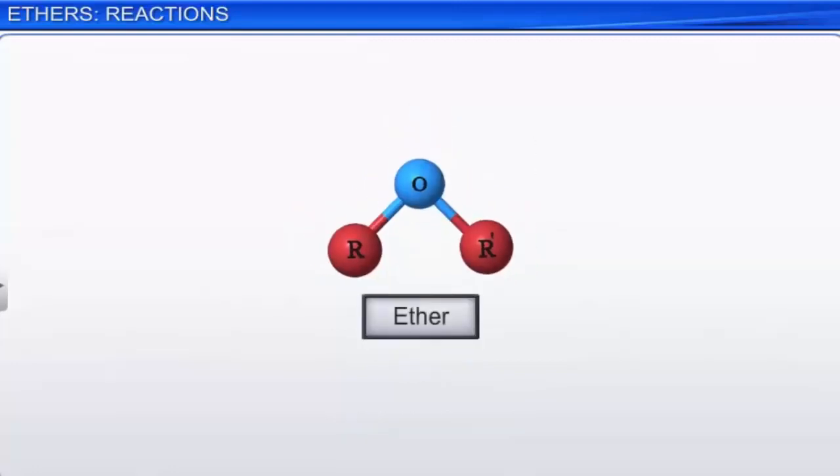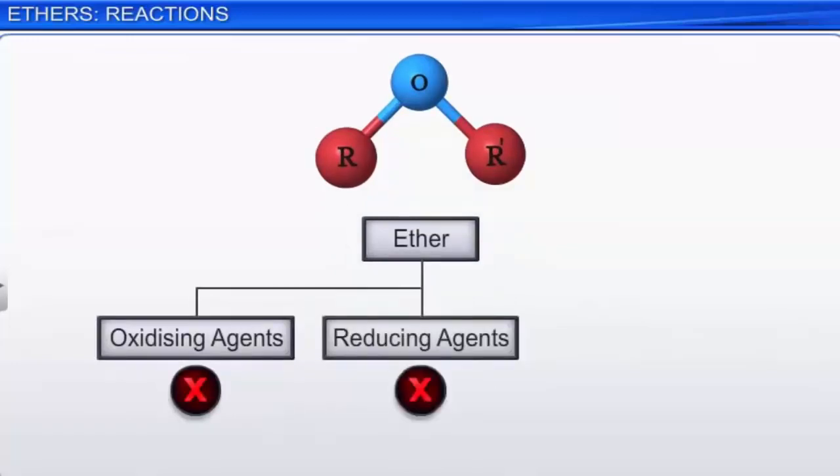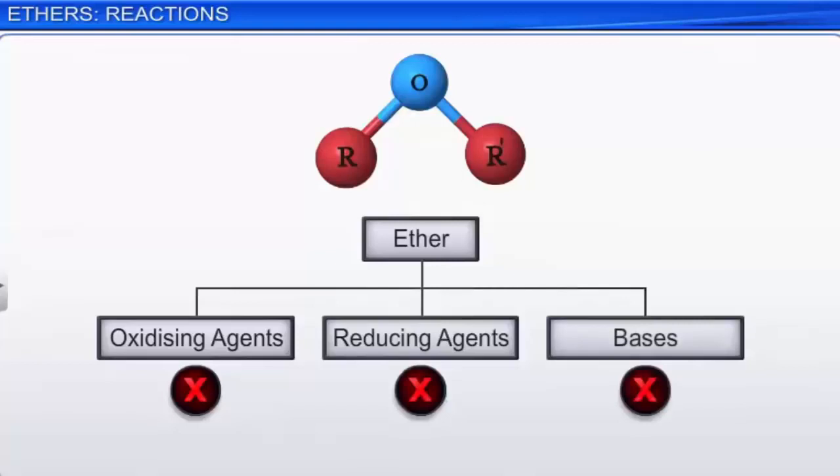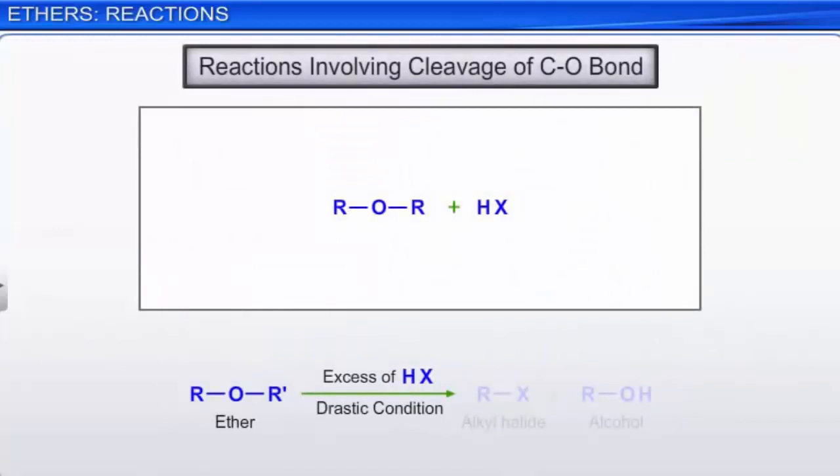The ether linkage is quite stable towards oxidizing agents, reducing agents, and bases. The cleavage of the carbon-oxygen bond in ethers takes place only under vigorous conditions by acids. Hence, acid-catalyzed cleavage of ethers occurs only under drastic conditions. These reactions require an excess of hydrogen halides and heating. In the presence of hydrogen halides, an alkyl halide and an alcohol are produced.